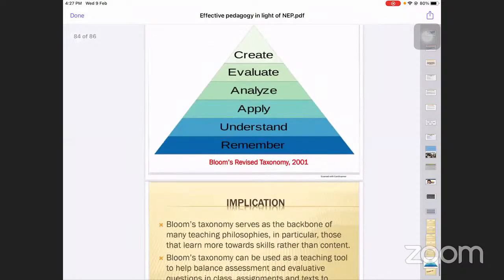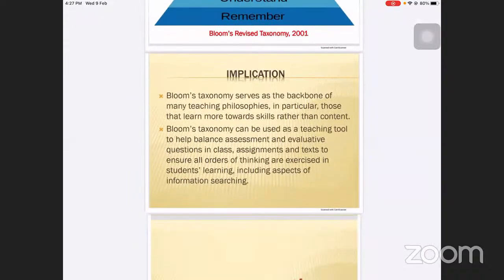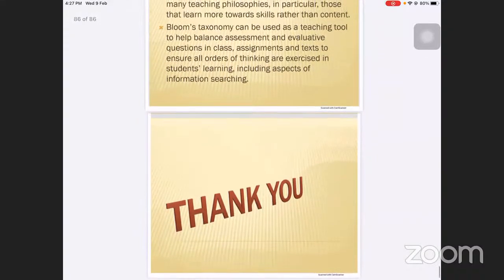So this is in that cone. Remember, understand, apply, analyze, evaluate, create. This is the perfect learning. If the learner is able to remember and able to understand the remembered knowledge, can apply, can analyze, can evaluate, and can create something new, then you can say that the learner is a perfect learner. So this is the implication of Bloom's taxonomy. The implication is that the learner, those who are in your classroom, who is able to apply this knowledge in the outer world is a perfect learner. So this is about Bloom's taxonomy.